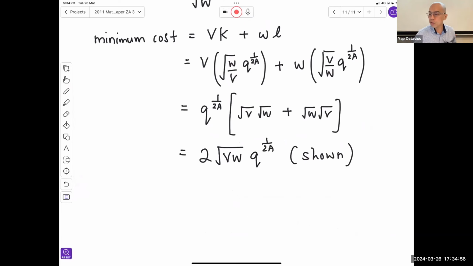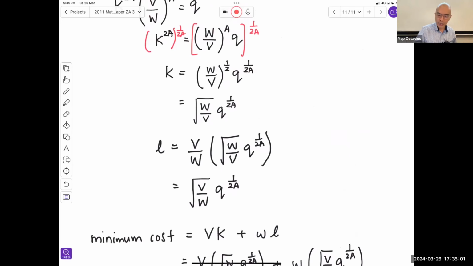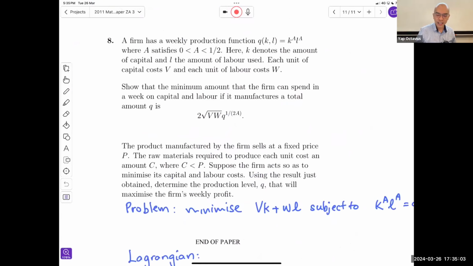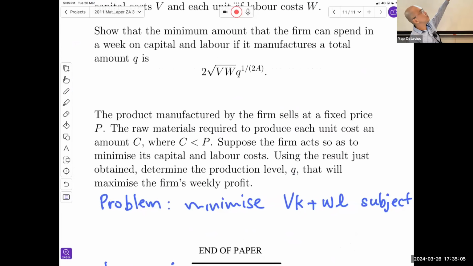Okay, now let's do the last part. What's the last part? You read the last paragraph. If you already reached this point and you want to give up, just give up. But if you don't want to, come read. Let's read the last part. You ask yourself, what are they testing?